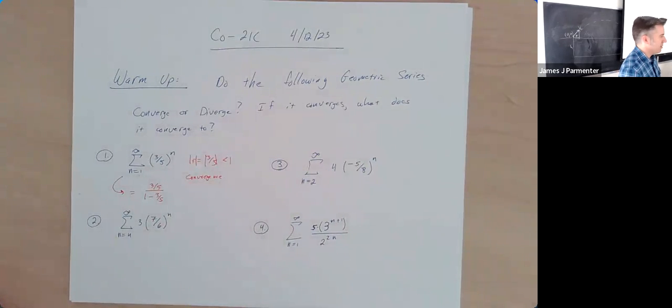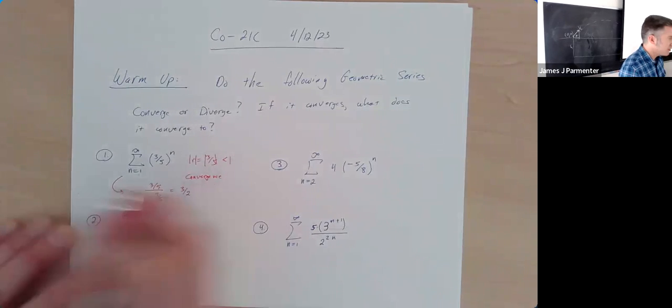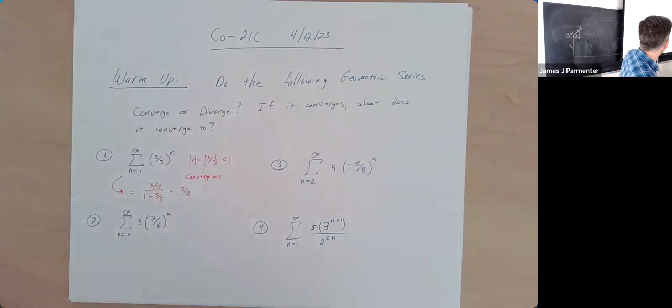Should we simplify this? Maybe. I don't know, 3/5 over 2/5 is 3/2. I don't think that's the important part, but you certainly could simplify this to 3/2. Not super necessary though, in my opinion. Let's look at, and as always, just remind, stop me if you have questions. If there's something you want me to explain more, let me know.